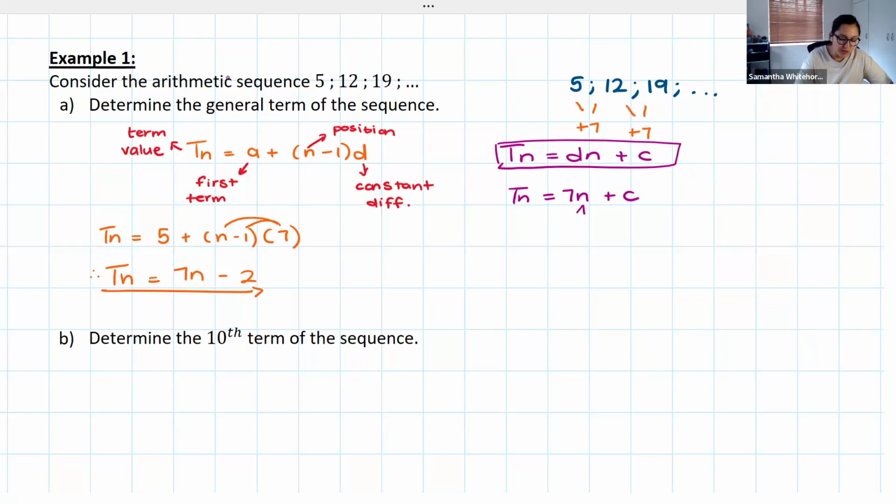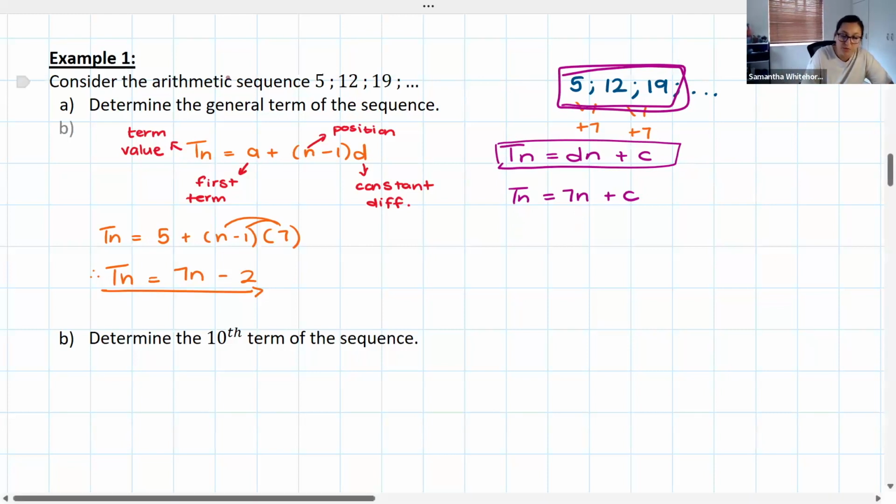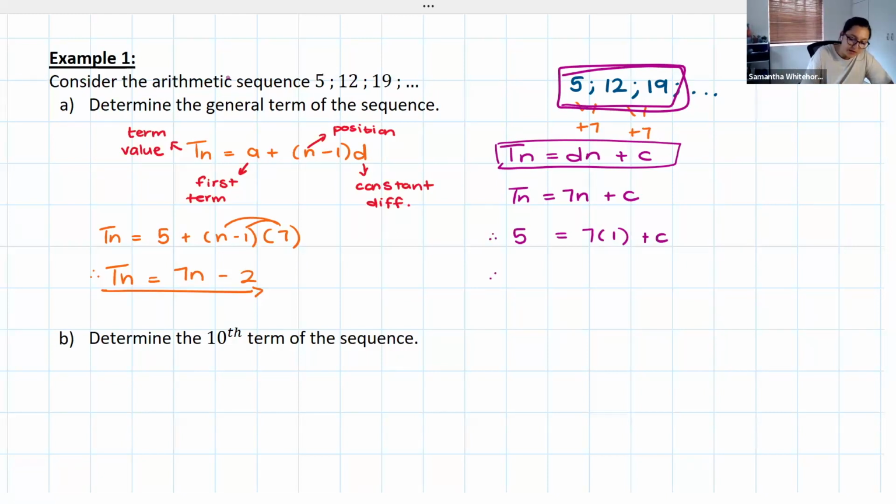Now, in order to solve for c, we would need to know the value of n and the value of Tn, which we have. If we take any one of these terms in my sequence, I have Tn, because I've got 5, 12, 19, and I have n, because I know the first, the second, the third. So you can pick any one that you want, and you could substitute in. I'm going to pick term 1 because it makes my substitution easier. 5 is equal to 7 times 1 plus c. And if I then solve for c, c is equal to -2, which means that Tn is equal to 7n minus 2.